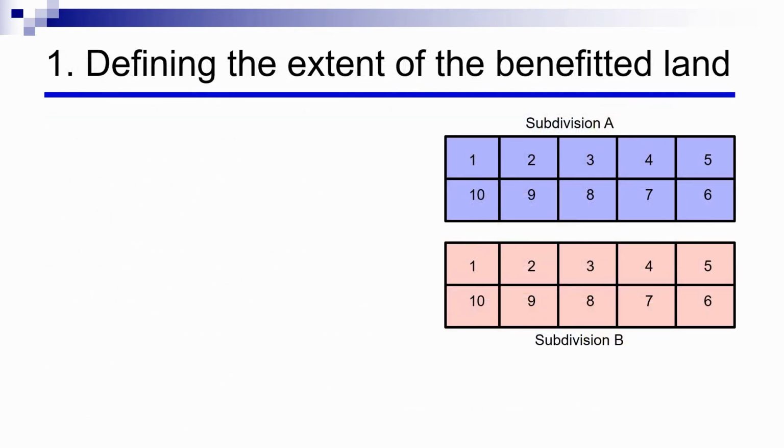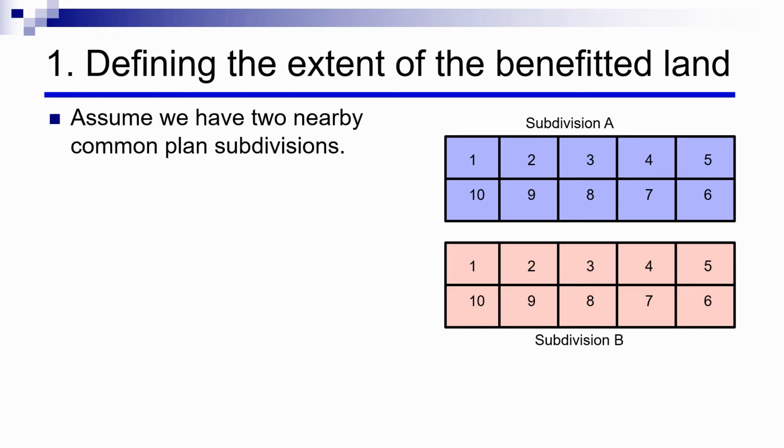Now we're going to talk about each of those reasons that a common plan is important in a little more detail. The first of those reasons, you'll recall, is the common plan helps us define the extent of the benefited land. To illustrate why that's true, let's imagine we have 2 subdivisions that are very close to one another. In fact, there might just be a single street separating them.